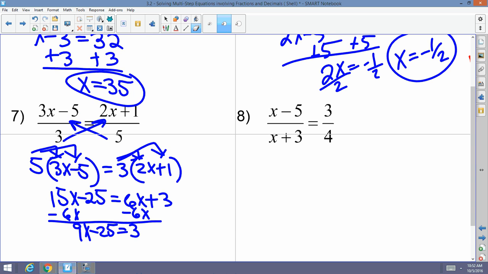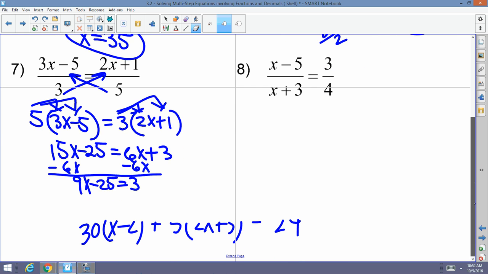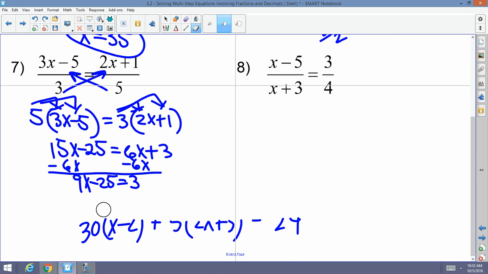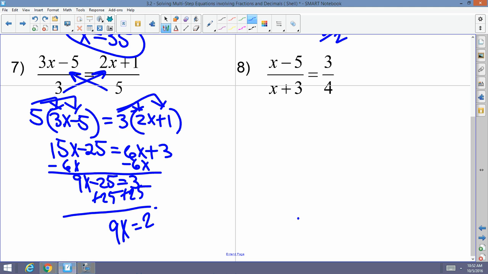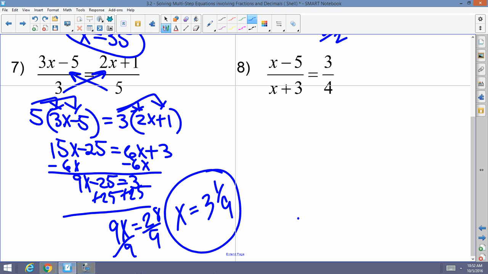Hold on, let me erase this part. You go ahead and add 25. 9x equals 28, divided by 9. x equals 3 1/9. Just cross multiply. Okay? It's that simple.